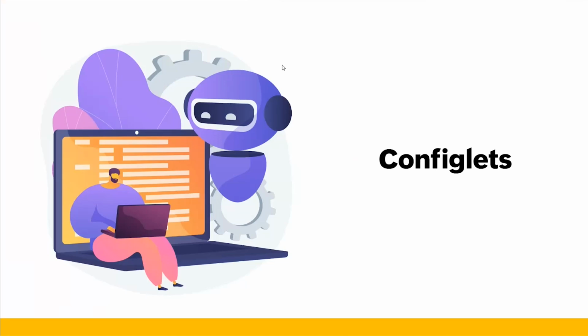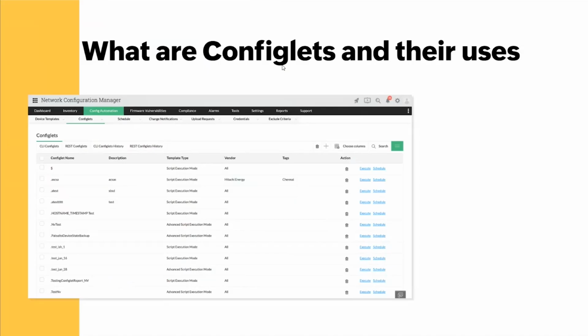So what are configlets? Configlets are executable configuration or script templates that can be used to push commands to multiple devices for bulk execution or troubleshooting purposes. So what are the configlets used for? Configlets are primarily used for troubleshooting faulty devices, pushing new configurations, and modifying configurations on multiple devices simultaneously.